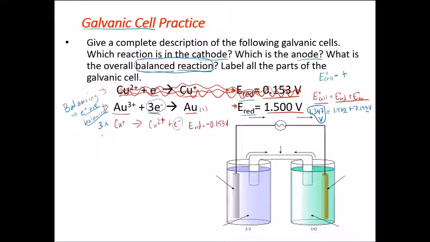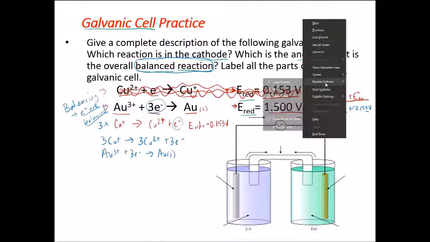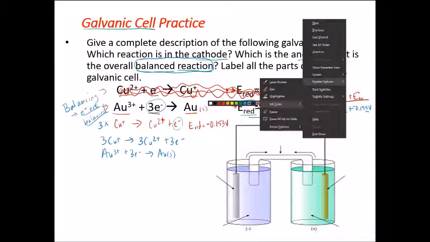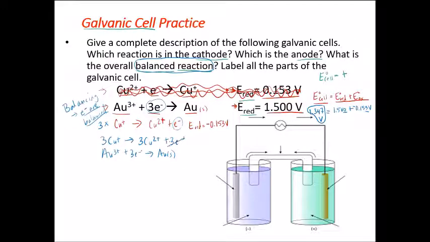So this is going to be the 3 Cu+ going to 3 Cu2+ plus the 3 electrons, and then if I'm going to combine it with the other one, which I have Au3+ plus the 3 electrons, that's going to give me the gold solid here. As before, we will cancel out our electrons, but it's balanced based off of the electrons, so these cancel. So our overall balanced reaction is going to be these components.